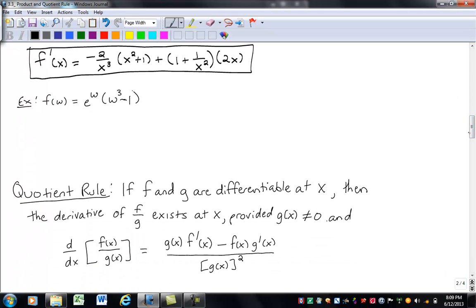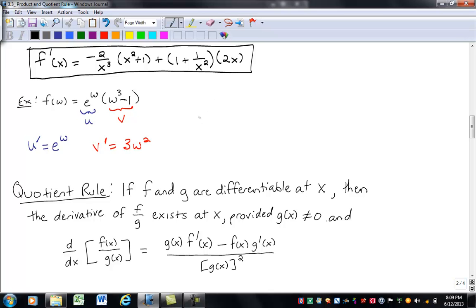So in one more product rule, it's the exact same idea. Here I have an f of w. So again, I'm going to identify things with u's and v's because it's easier. I'll call the e to the w u, and I'll call w cubed minus 1 v. Well, the derivative of e to the w is e to the w. And the derivative of w cubed minus 1 is 3w squared.